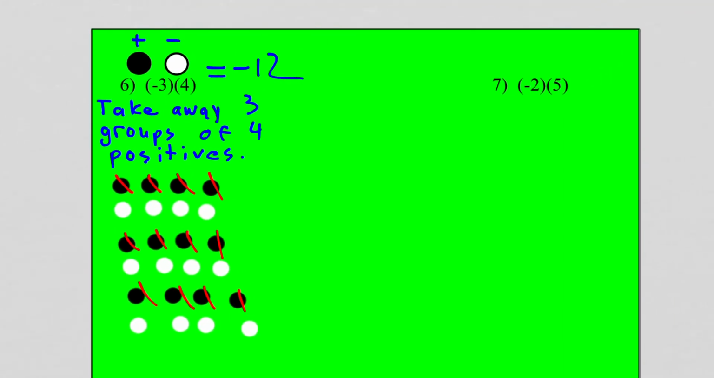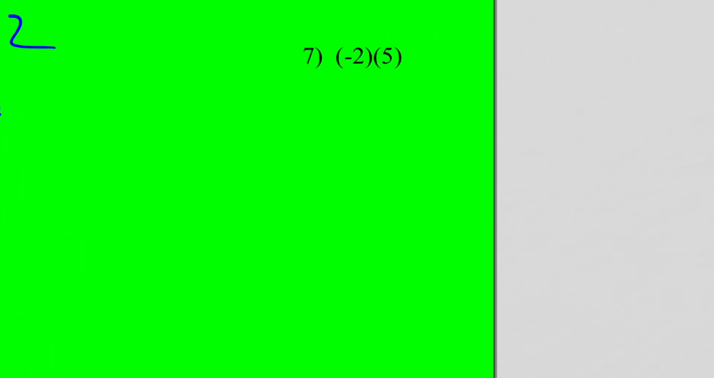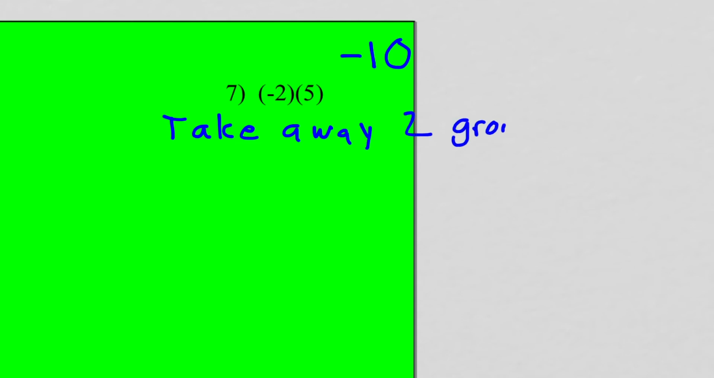And the same thing over here. Negative 2 times positive 5. I'm just going to tell you what the answer is right now. It's going to be negative 10. Because a negative times a positive is a negative. But let's prove it. First of all, what does it mean? It means take away 2 groups of positive 5.